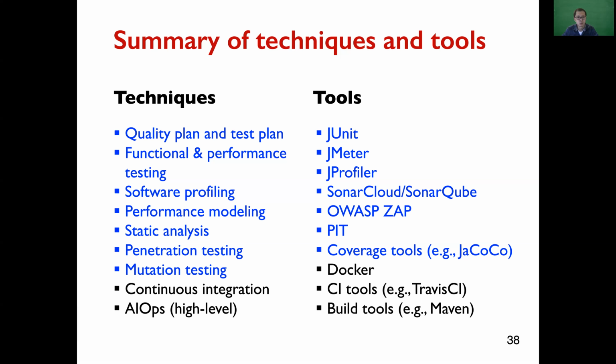Still, the tools highlighted in blue are the tools that are directly associated with software quality assurance activities, right? Other tools like Docker, CI tools, and build tools are either infrastructure or indirectly associated with software quality. Okay, that's it for this review.